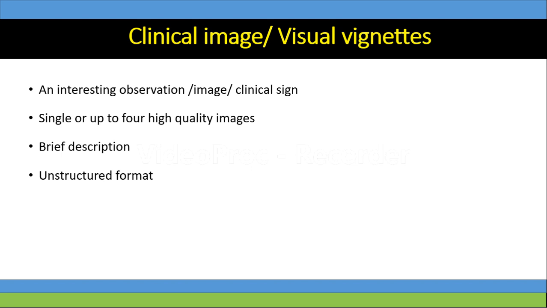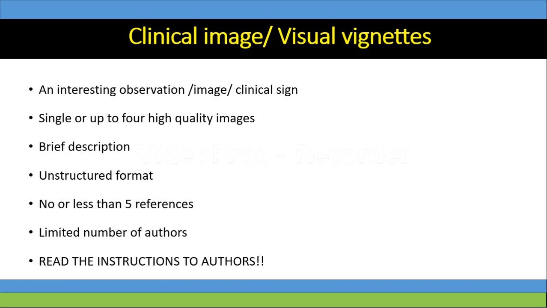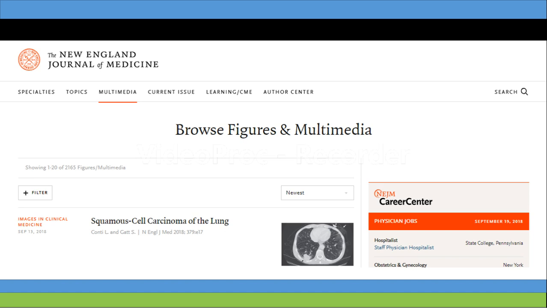Unstructured format, there are no subheadings. No or less than 5 references, so you don't even need to bother about the references. Either there are no references allowed, or you only have to put in 5 references. But you need to understand the number of authors is limited. So you can't have the whole department coming in as co-authors. Mostly they allow only 2 to 3 authors. And for this, you need to read the instructions to authors. Again, I'll give you a couple of examples.